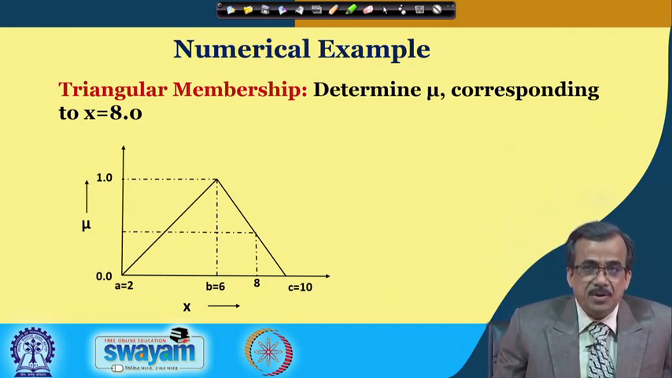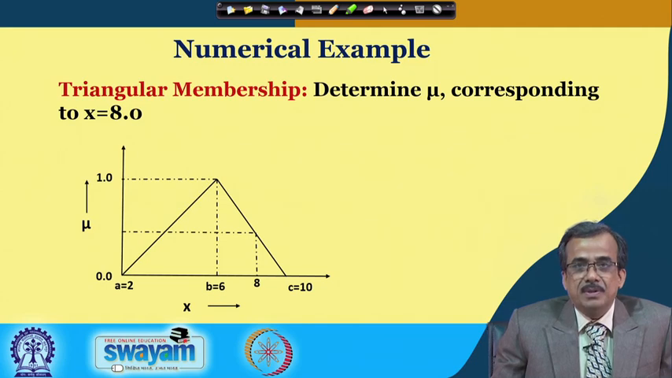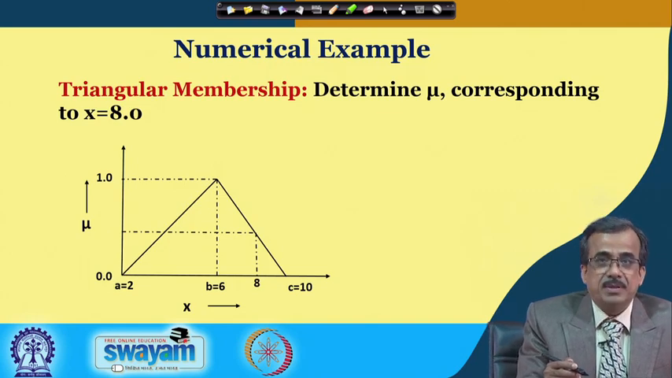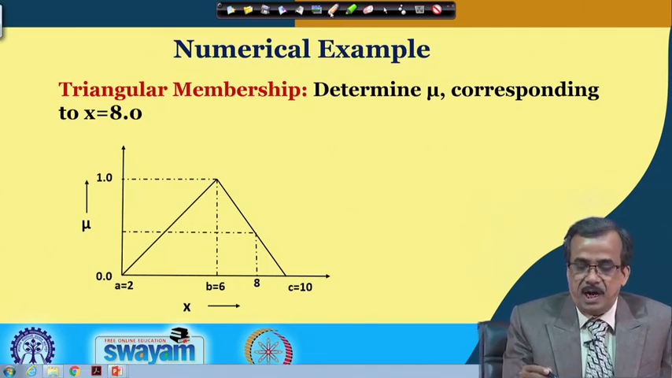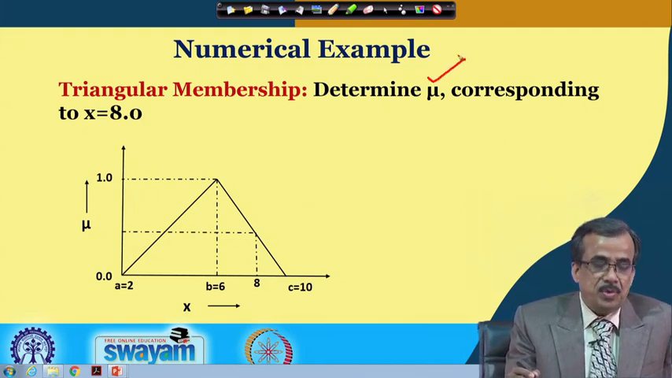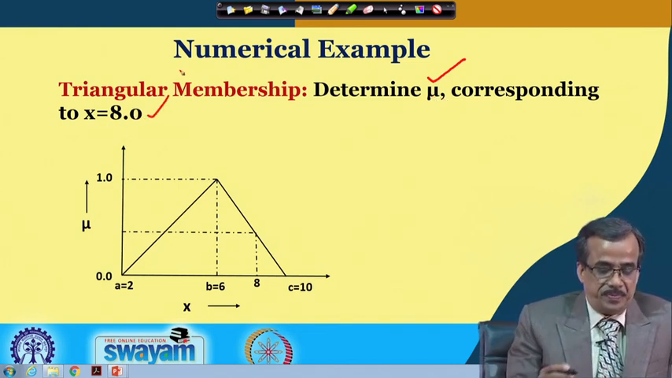Now, to start with the numerical examples related to determination of the membership value, that is mu, let me start with a triangular membership function distribution, and our aim is to determine the membership value, that is mu, corresponding to a particular value of the variable, say x equals 8.0.